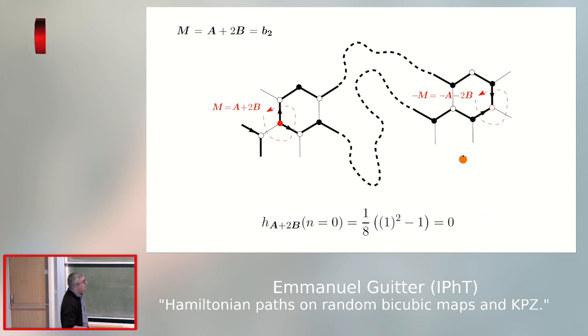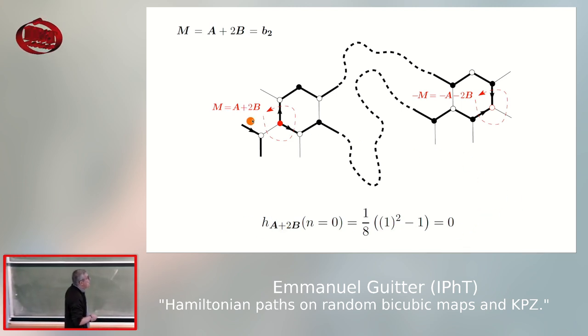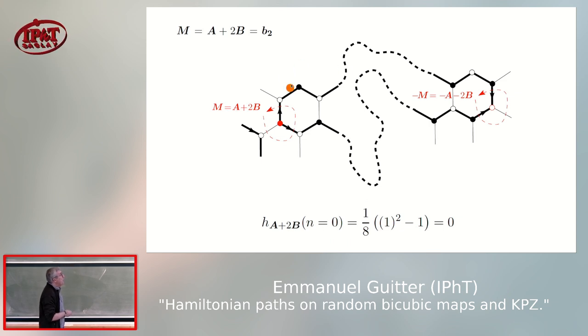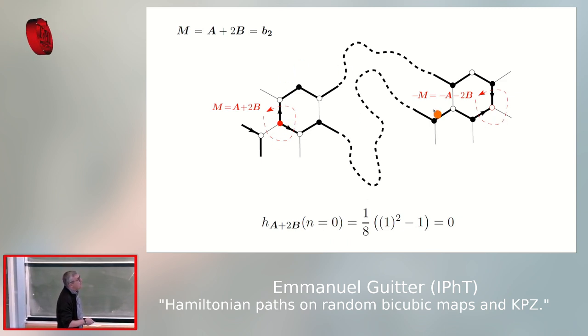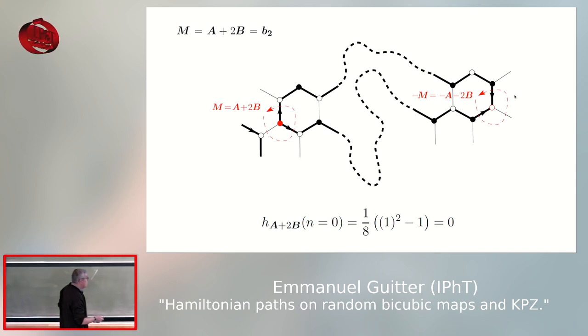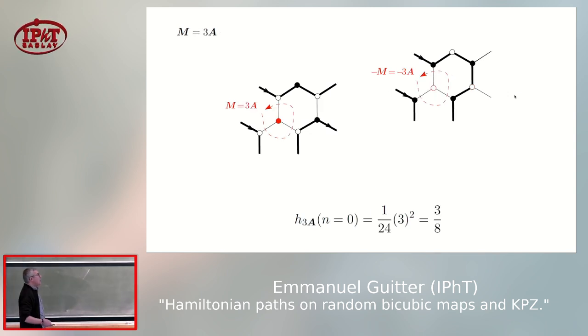And actually the h is also equal to 0. And here the reason is clear for n equals 0, because what you're computing here is actually the probability that these two points belong to the same loop. So for the O(n) model, there is a single loop, so the probability is 1, so that's why h equals 0. So all h are not 0.